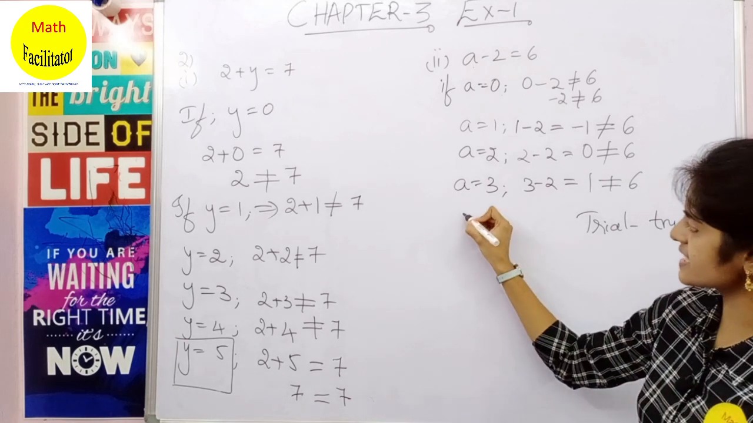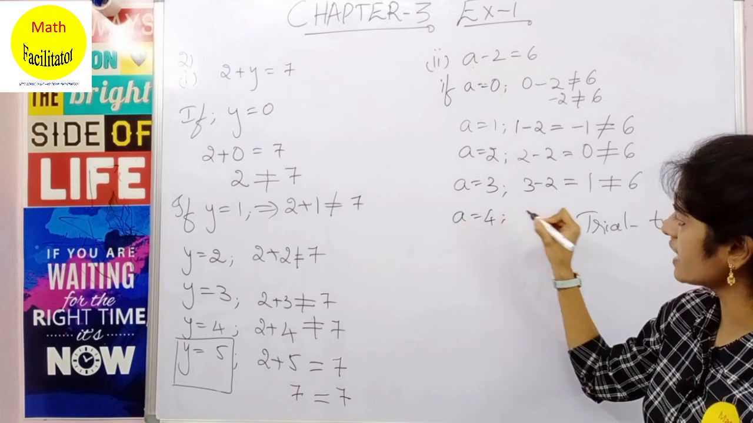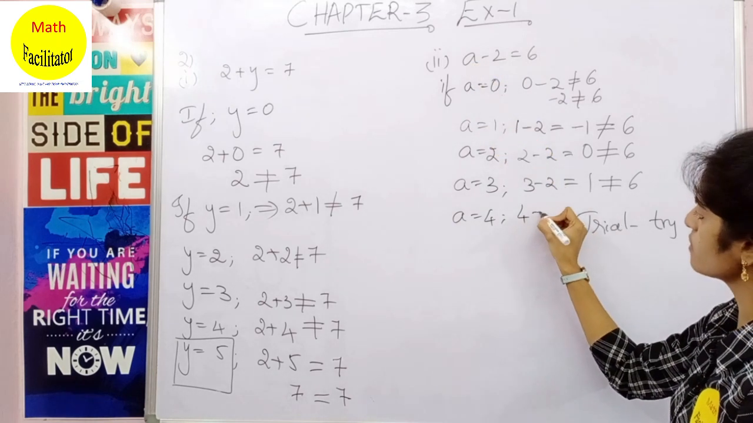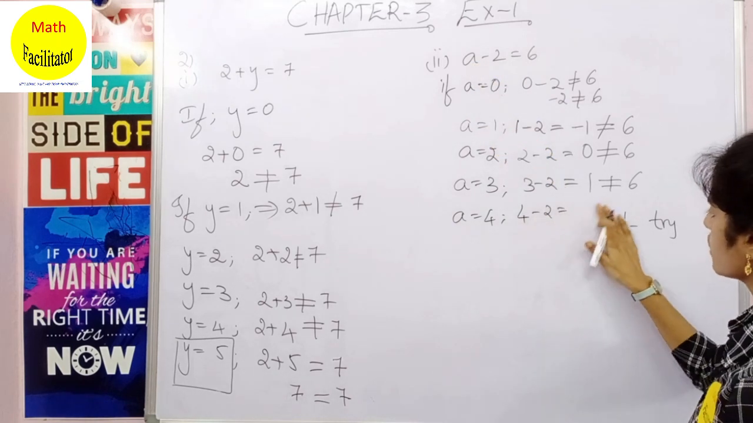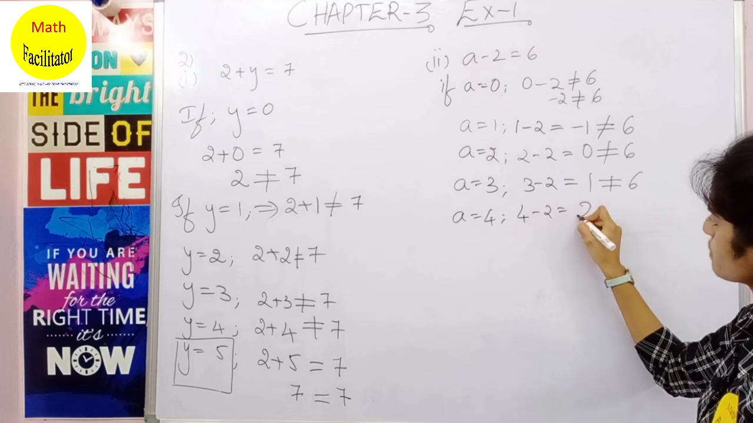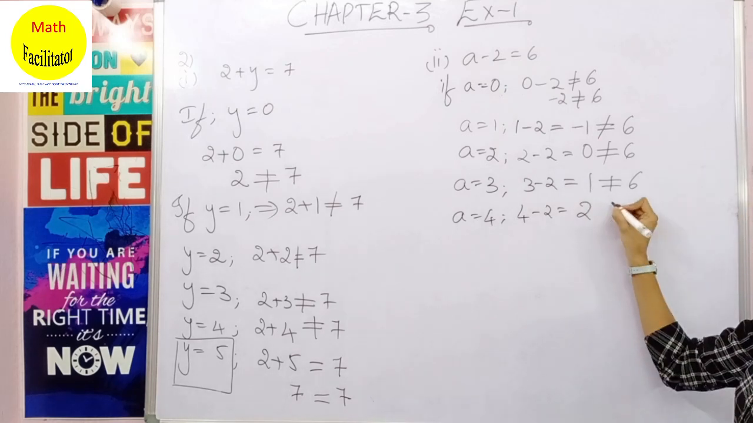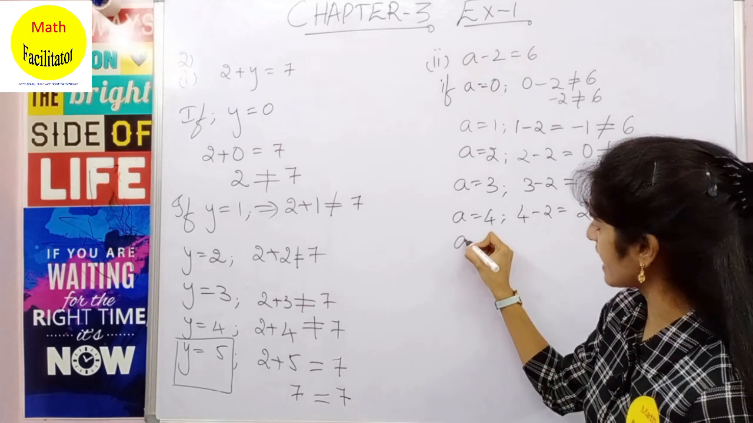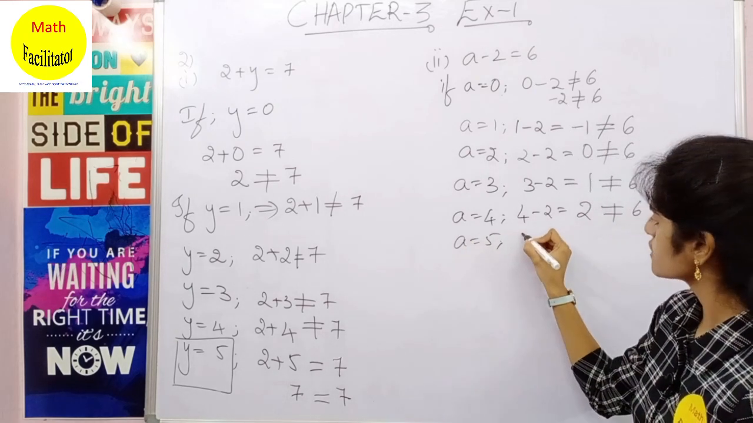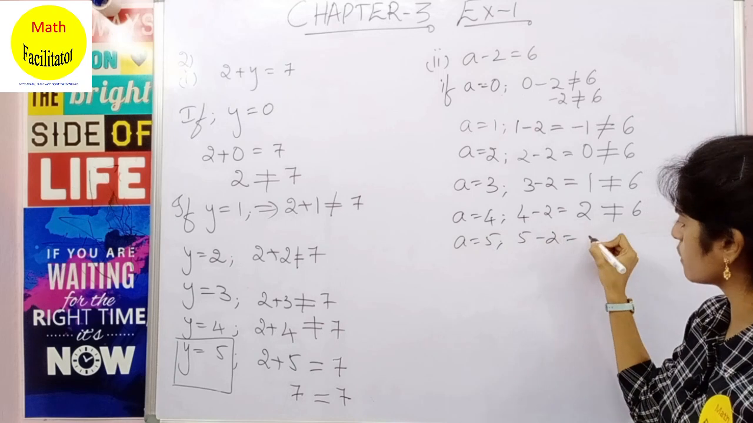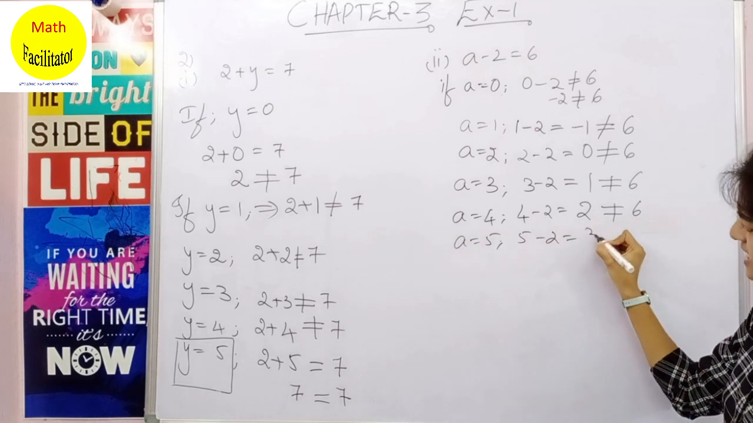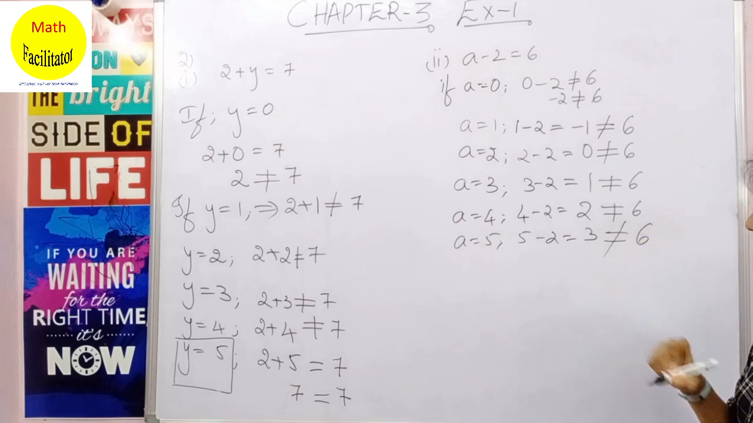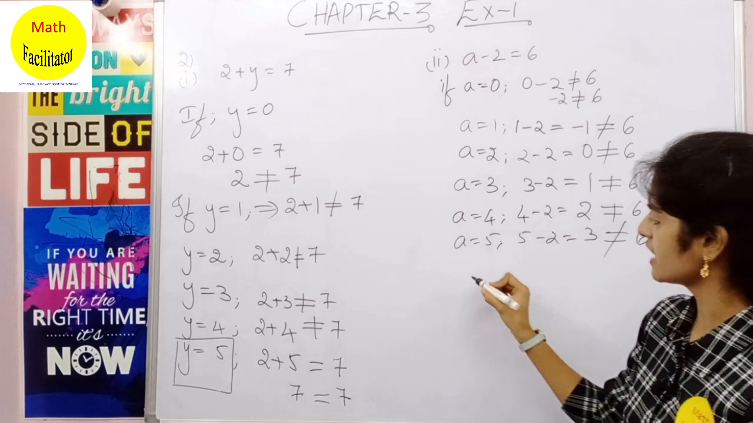So let us take a equal to 4. When a is equal to 4, here you will substitute a as 4. So 4 minus 2 equal to, now what is 4 minus 2? You will have 2. Now is 2 equal to 6? Not equal to 6. Now let us take a equal to 5. So this is 5 minus 2, now what is 5 minus 2? It is 3. So now 3 is not equal to 6. Clear? So now let us move on.